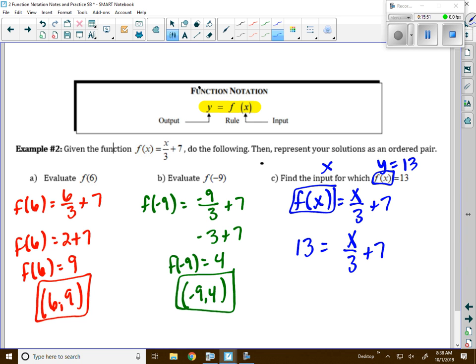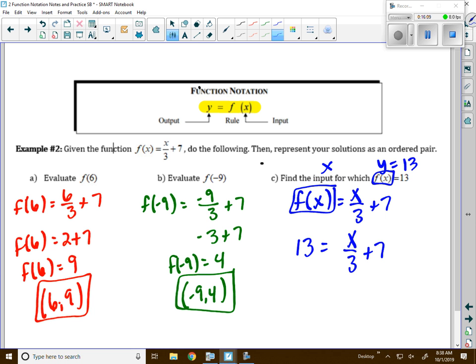I replace the whole f of x, not the x, the whole thing. Can you tell that all of my students in the previous year struggled with this? Because I keep explaining it. It is just something that people mess up. So I'm going to try my best to help you through this.